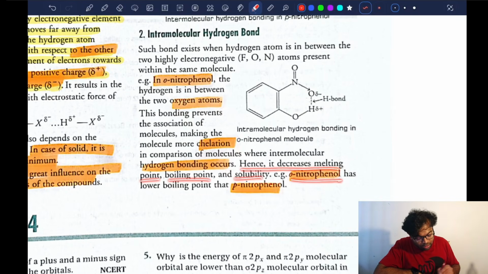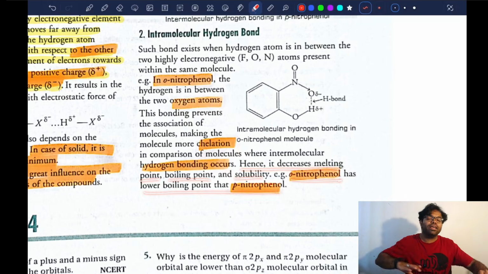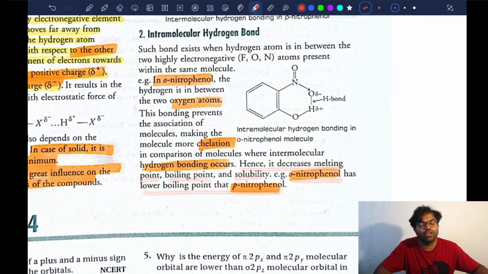For example, ortho-nitrophenol has a lower melting point and boiling point as compared to para-nitrophenol. The reason for it is what? The lack of intermolecular hydrogen bonds in ortho-nitrophenol. Understood? So, if you form a network, your boiling point, melting point, and solubility all increase. But if you do not form a network, then your melting point, boiling point, and everything decrease. Okay, did you understand the hydrogen bonding concept?